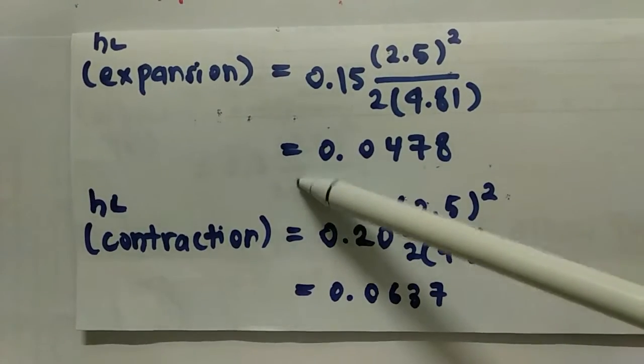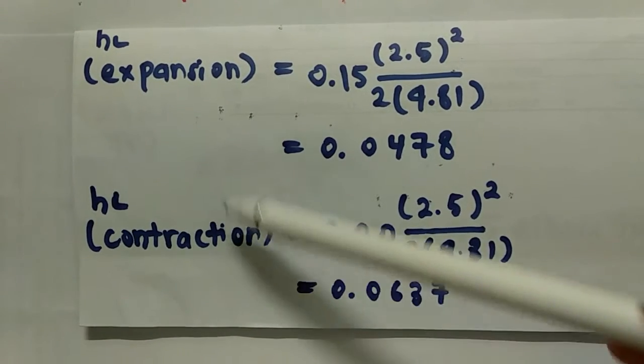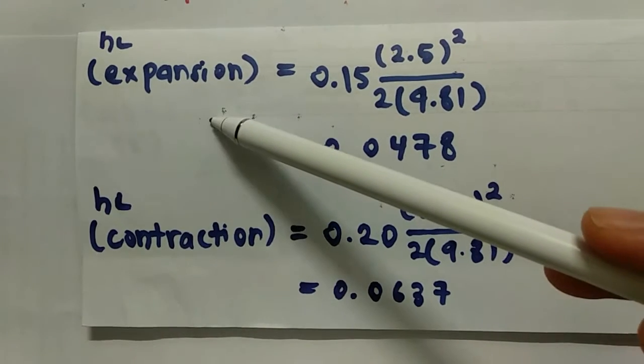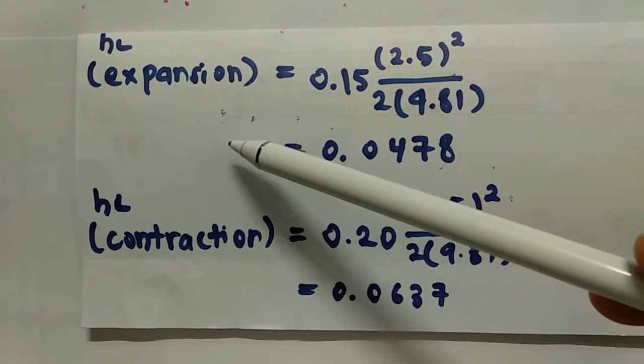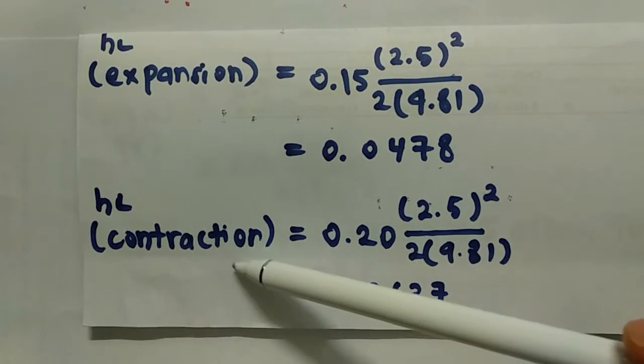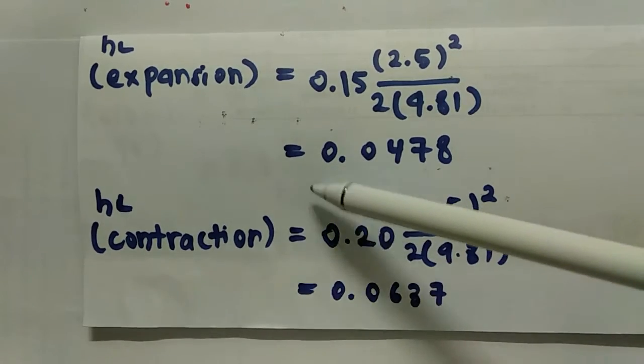Next, we need to calculate head loss for expansion and contraction. The difference between both of these conditions: expansion is from the smaller diameter to the bigger diameter, and contraction is from the bigger diameter to the smaller diameter.